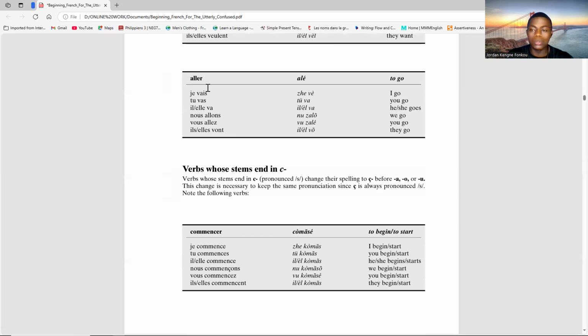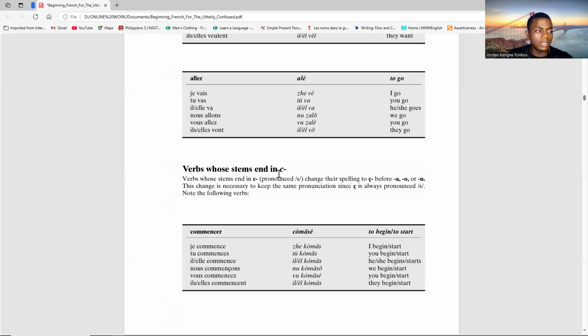And aller, the verb to go. Aller, though ER, is irregular. Aller is the only irregular ER verb as far as French is concerned. Conjugation in the present tense will be je vais, tu vas, il va, nous allons, vous allez, ils vont. Je vais is I go. Tu vas, you go. Il va, he goes. Nous allons, we go. Vous allez, you go. Ils vont, they go. Elles vont, they go.